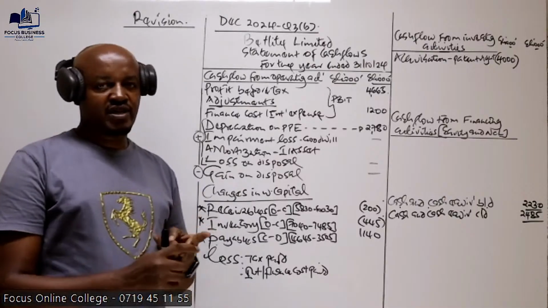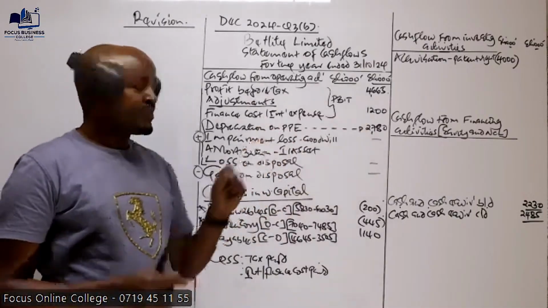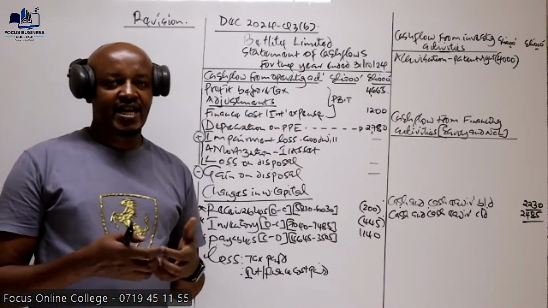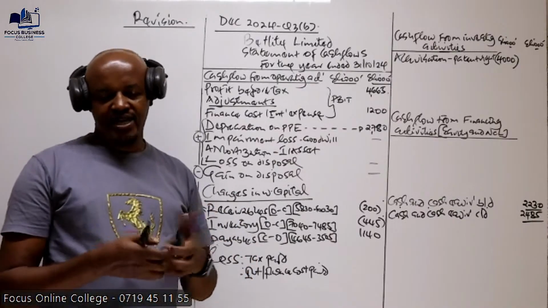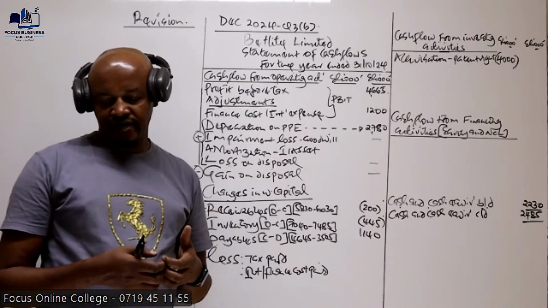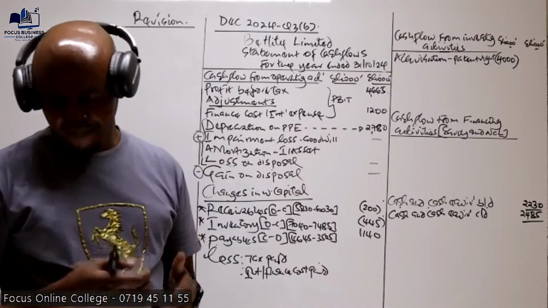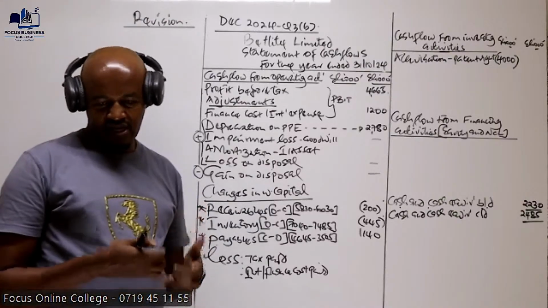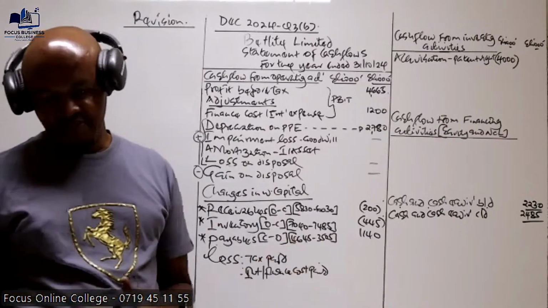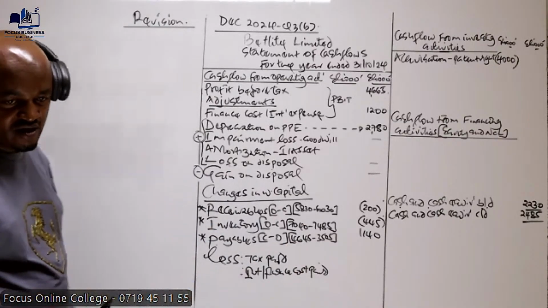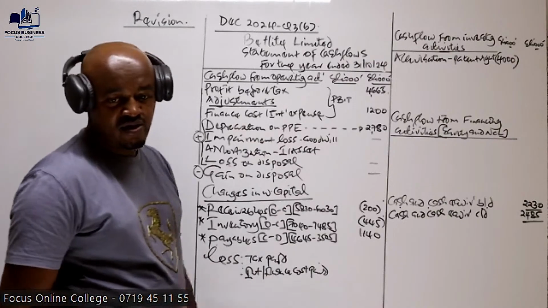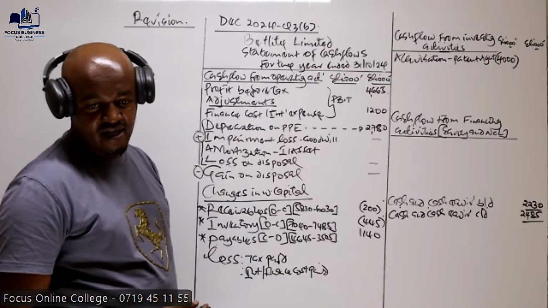The interest or the finance cost from the income statement is one. And then we go to our statement of financial position, specifically under the current liabilities. We check whether we have any accrued interest or any interest payable under the current liabilities. No, we don't have any accrued interest.